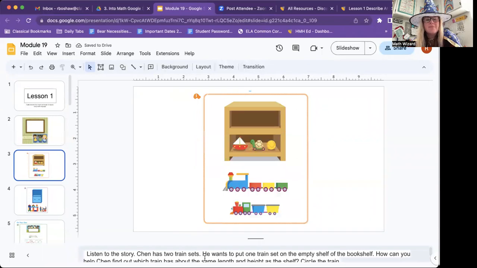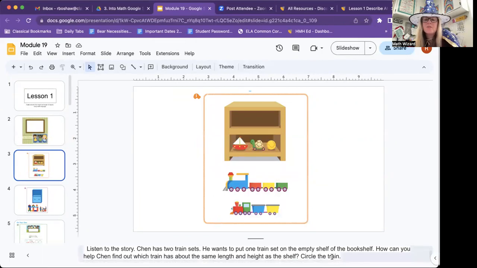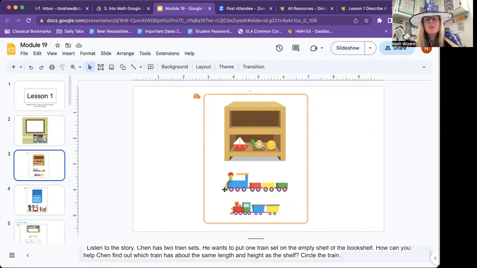Let's see here. Listen to the story. Chen has 2 train sets. He wants to put 1 train set on the empty shelf of the bookshelf. How can you help Chen find out which train has about the same length and same height as the shelf? Circle the train. So let's see. Do you remember what our length is?